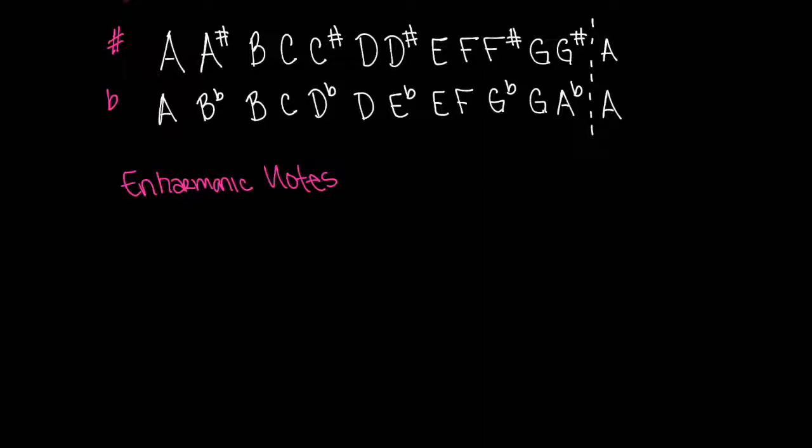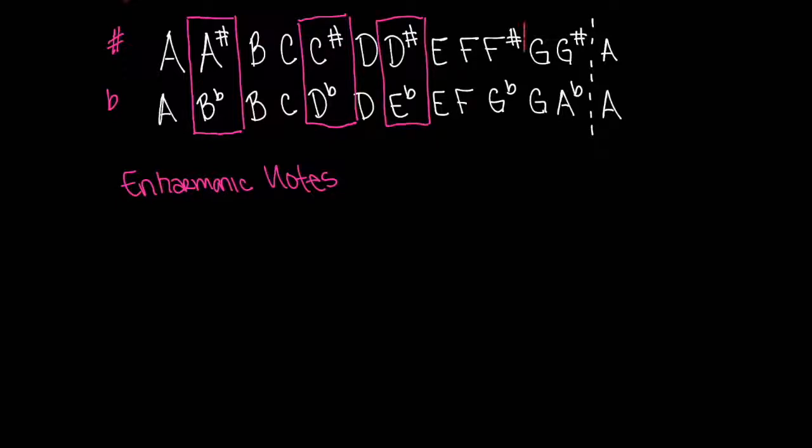And so, for example, I'm going to box in some, and I can recognize that this set of notes would be considered enharmonic. C sharp is enharmonic to D flat. D sharp is enharmonic to E flat. F sharp is enharmonic to G flat. G sharp is enharmonic to A flat. And so those are the sets of enharmonic notes that we have.